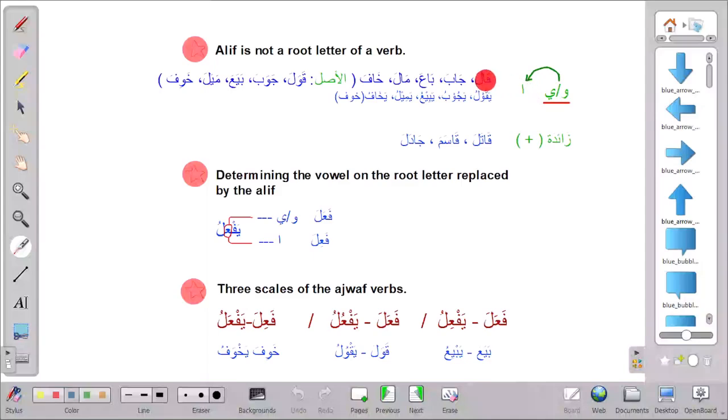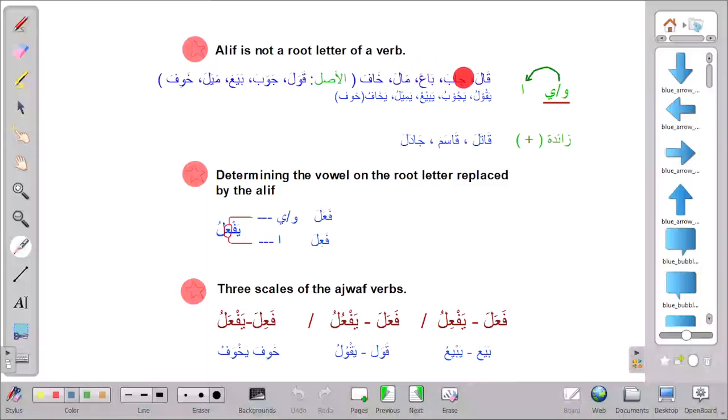So three-letter verbs with alif at the middle, that's the adjective verbs. The madi, the fi'l madi. The alif is not the root letter. It replaced a waw or a ya. So it was initially a waw or a ya, which got replaced by the alif. So see something. Qala, this is the actual verb. Qawala. So when you hear qala means he said. The original verb is qawala. But as I said, the waw got replaced by an alif. Then it became qala. But the original verb is qawala.